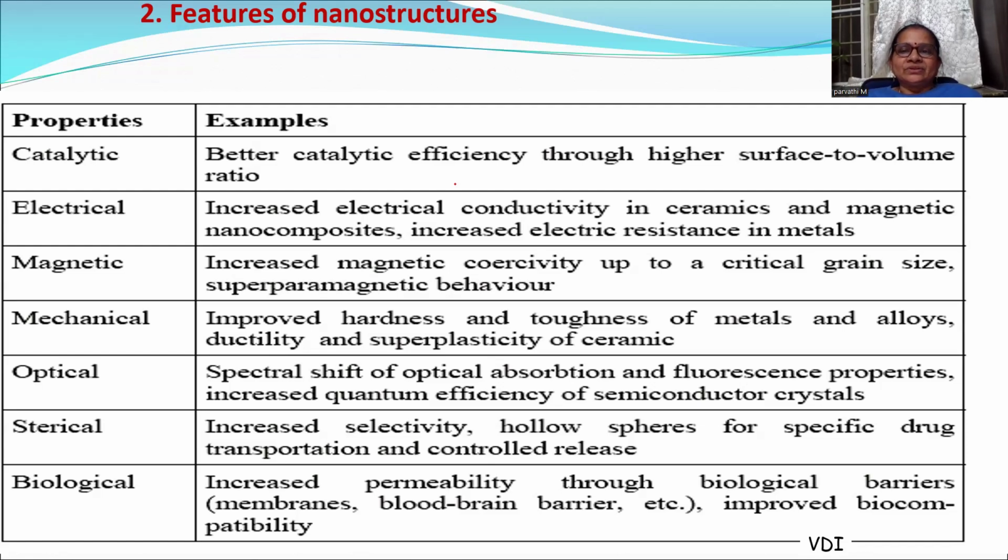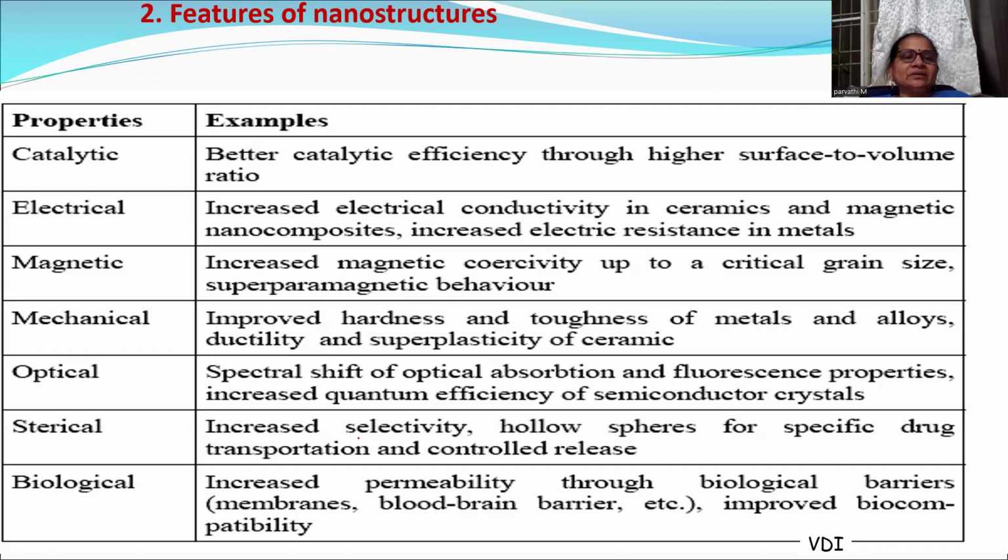Instead of big-scale materials, we can use nano materials, which increases electrical resistance in metal. Similarly, under magnetic applications, the properties are increased magnetic coercivity up to a critical grain size and superparamagnetic behavior.